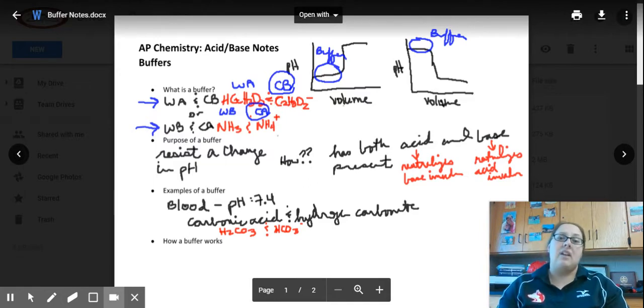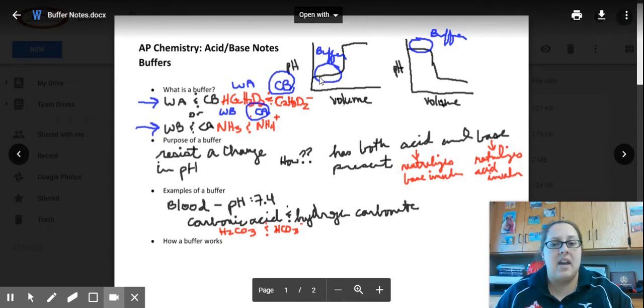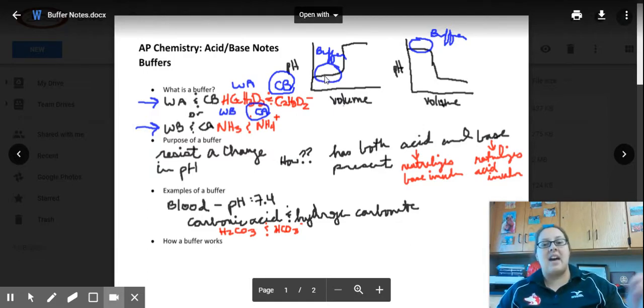So now that we know what makes a buffer, let's talk about the purpose of a buffer. Well, the purpose of a buffer is to resist a change in pH. If you look here at this titration curve, and if you did the lab where they actually put a pH probe in there, you notice that the pH took a long time before it started to change, right? Well, that is because when I'm adding a strong acid or a strong base into a buffer, it does not change its pH.